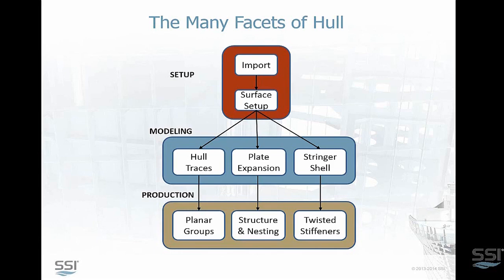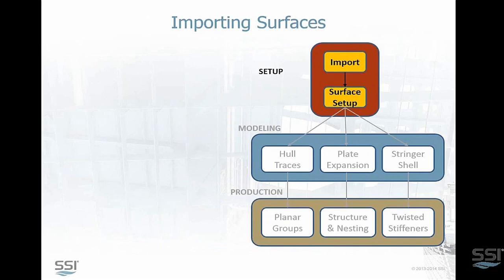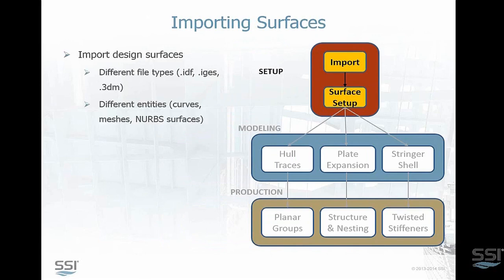I am going to start today by importing some surfaces, and we can do that from a variety of different file types. These can come from MaxSurf, Napa, Rhino, ShipCam. We already saw a pool of the different sorts of products that we can import from, and also different entities based on those imports: curves, meshes, NURB surfaces. Then I'm going to demonstrate how we can modify those surfaces, both on import and, again, once we've brought them into Hull itself.